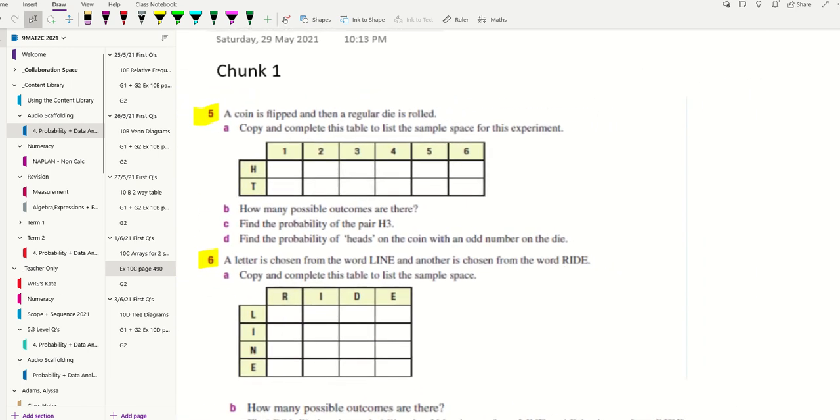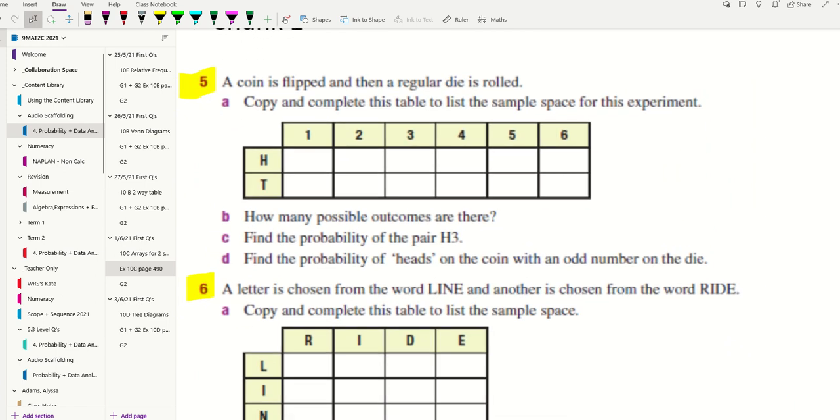And chunk 1, a coin is flipped and then a regular die is rolled. Copy and complete this table to list the sample space for this experiment. Okay, so good. We have our coin in our rows, which was our first thing, flipping a coin, and then we were rolling a dice. It's our second one here. You're just filling them all in. Remember, put the row first and then the column second.